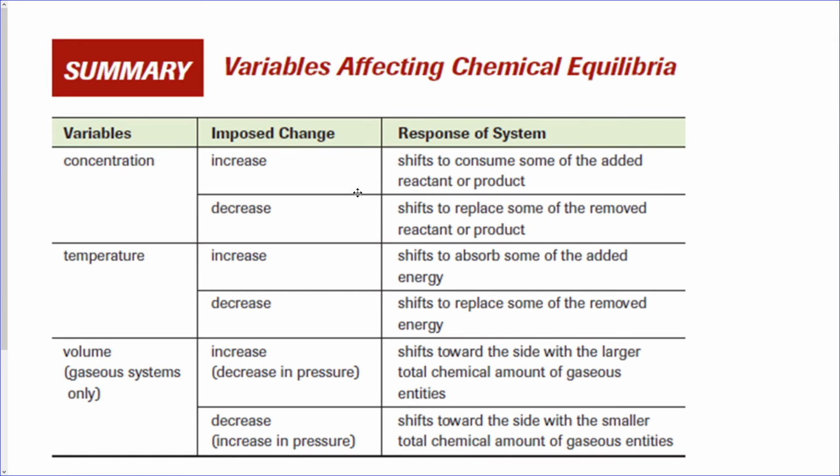For temperature, if I increase the temperature, it is going to shift toward the opposite side of the temperature. So if I have an endothermic reaction, for example, where I have energy on the left side of my equation, adding energy is going to increase the concentration of my products, whereas decreasing it will increase the concentration of my reactants.